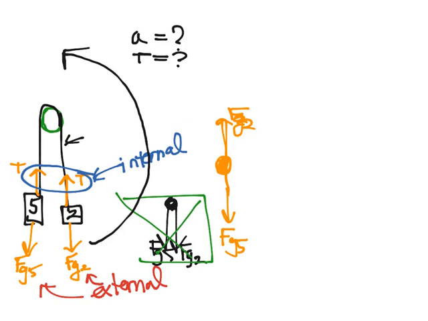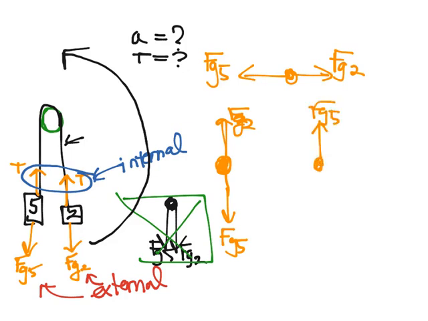Now, there are a couple ways that I could straighten out the string, and they'd all be right. So I could have FG5 to the left and FG2 to the right. Okay, I could have FG5 up and FG2 down. These would all be force body diagrams. That would be fine. They would all get me the same final answer.